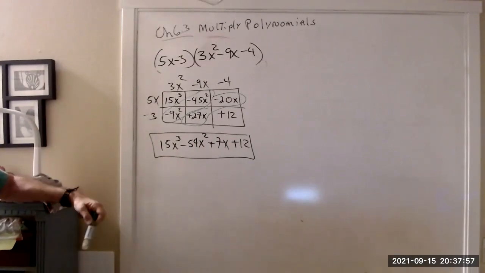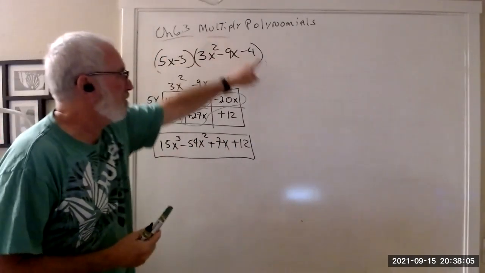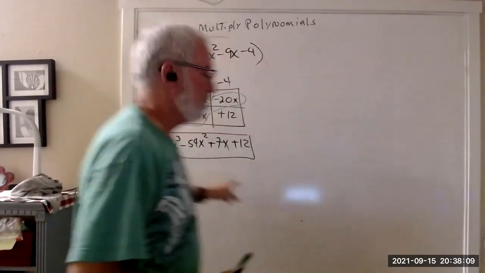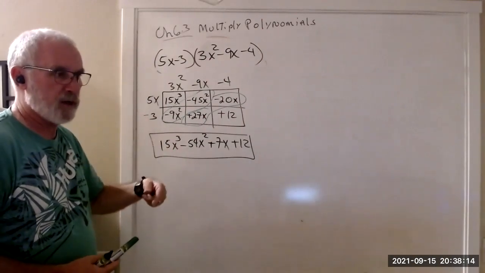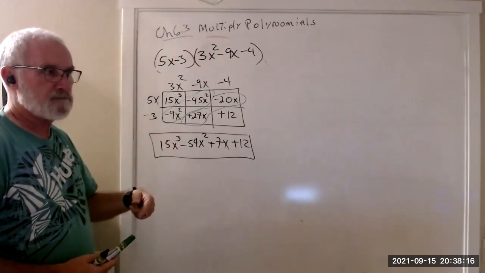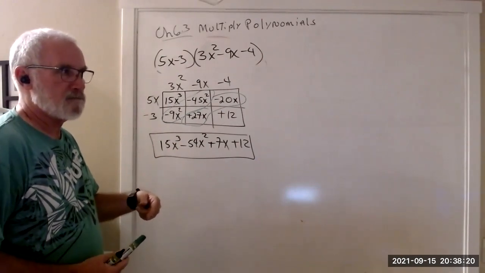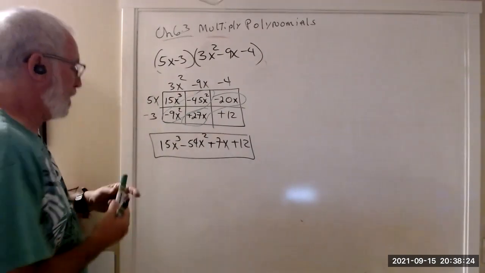Okay. Does anyone want me to show it the more traditional way where you distribute the 5 to everybody and then you distribute the minus 3 to everybody? You should get the same answer. Does anybody want me to show it the more traditional way? Okay.